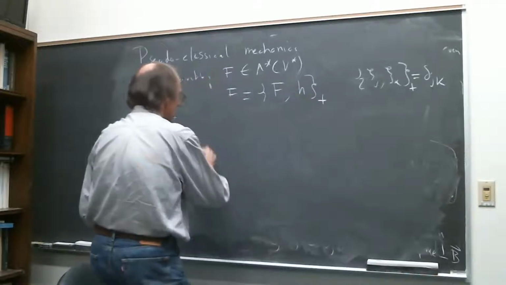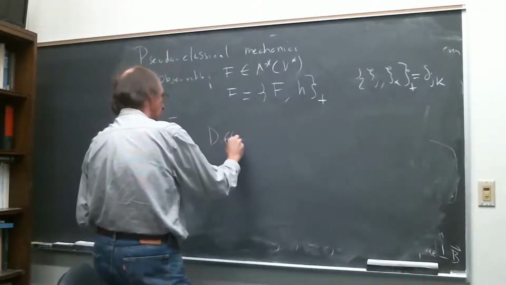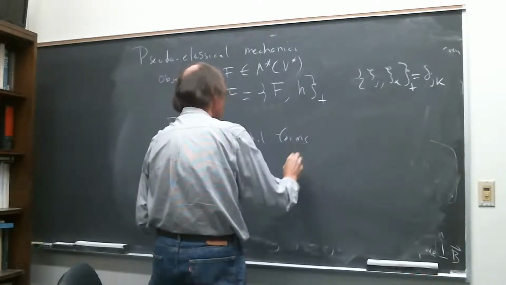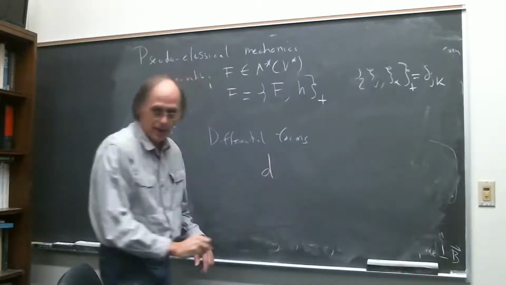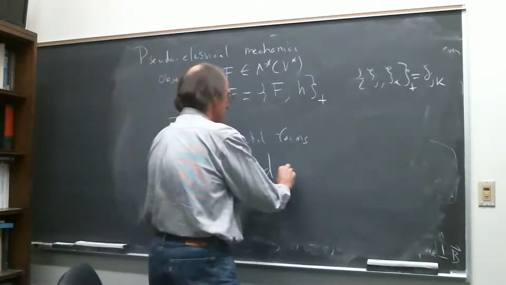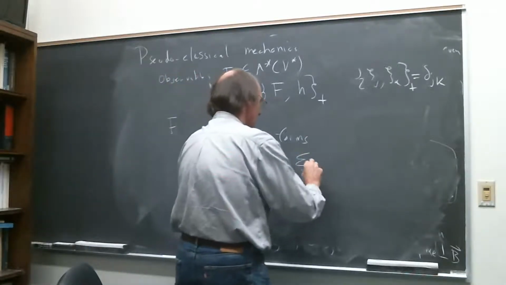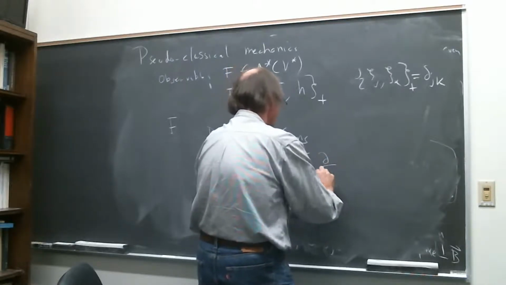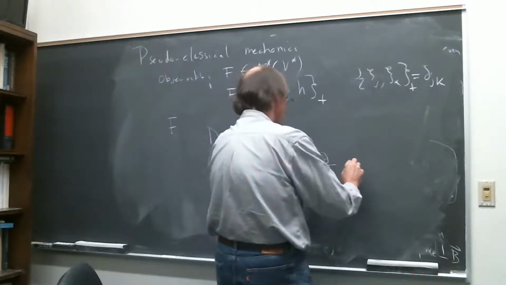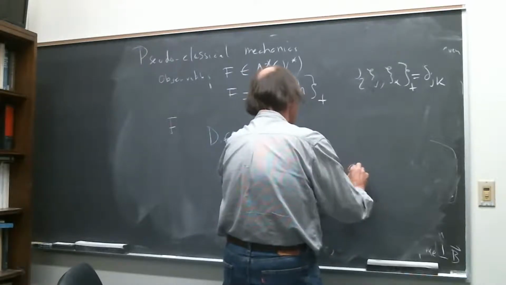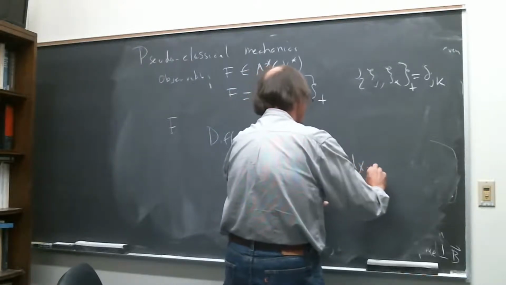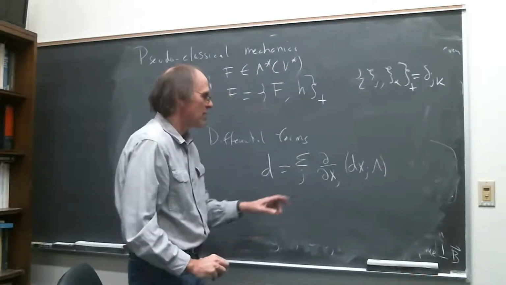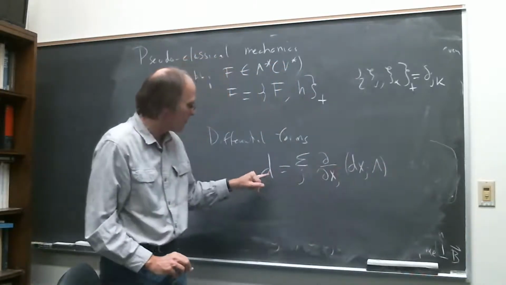So in differential forms, there's this interesting operator, which you call D, and that in some sense is the sum over j of dxj, and then dxj wedge. Okay. So you have to watch out.